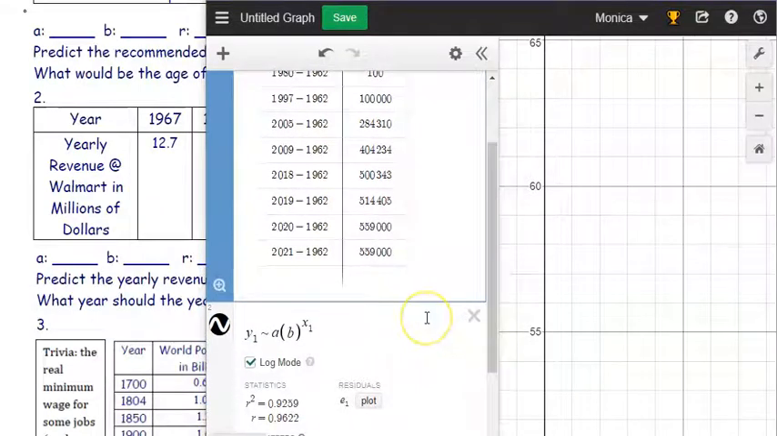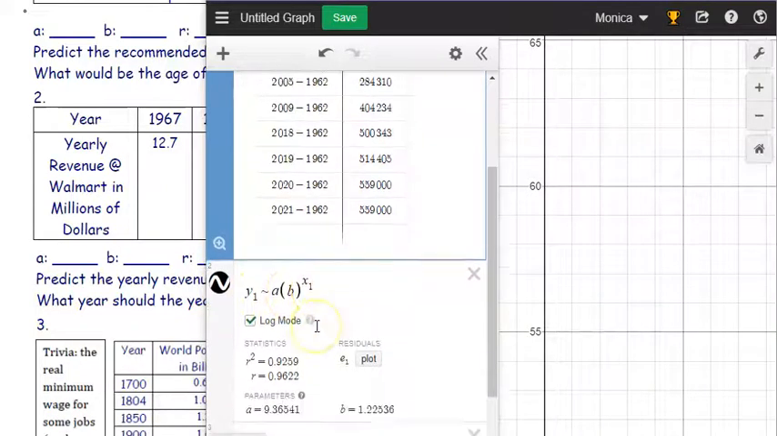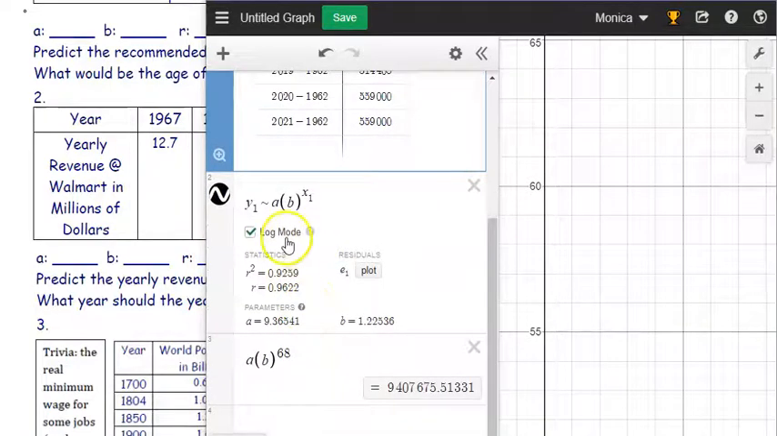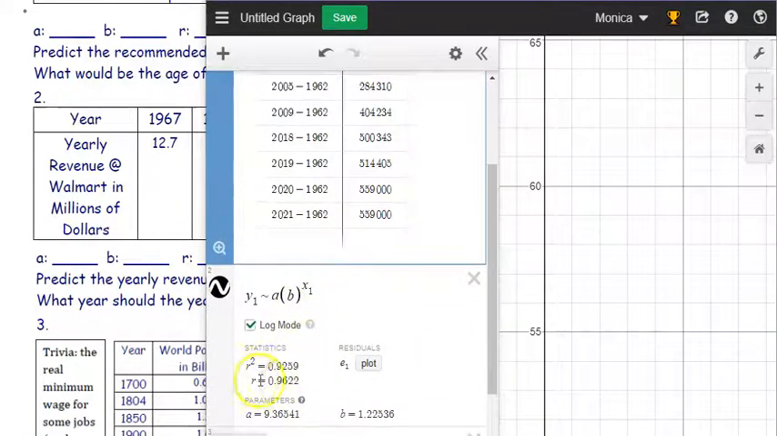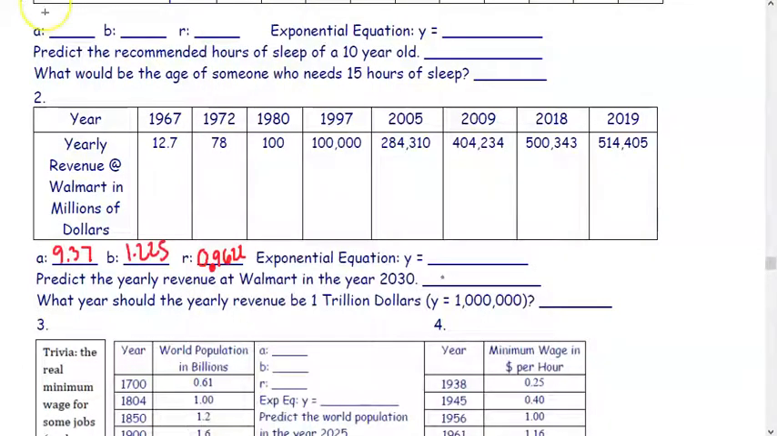And then after we've done that, go ahead and type in the regression equation, y1 ~ a times b to the x1 power. Let's have log mode turned on so we can write our correlation coefficient. Write those on your paper. So their exponential equation is y equals 9.37 times 1.225 to the x power.